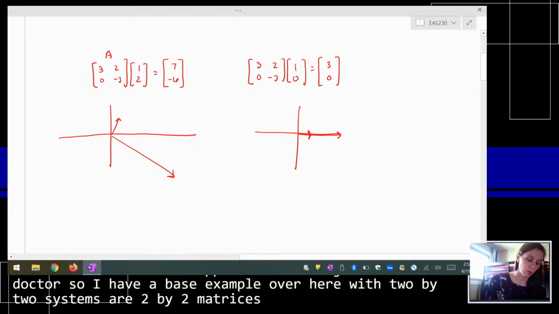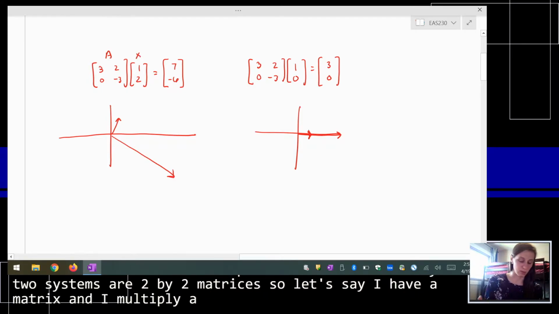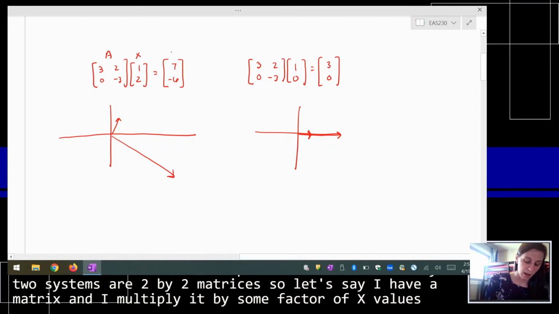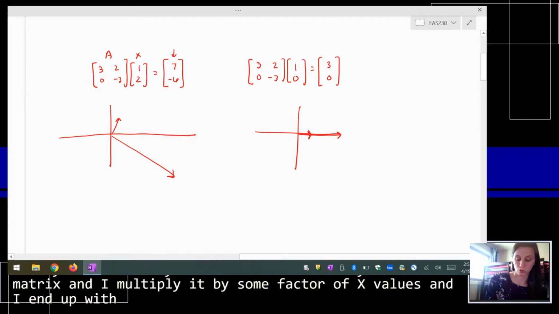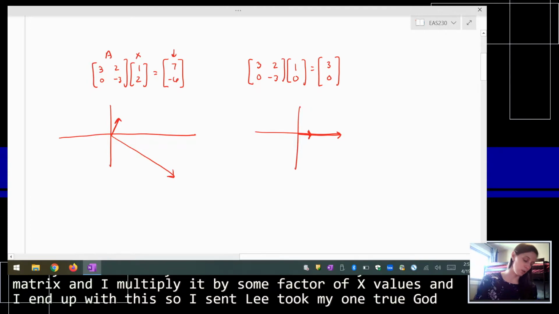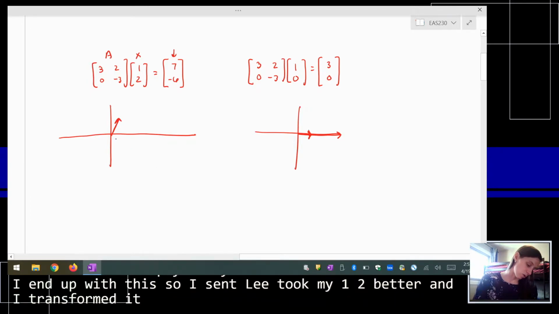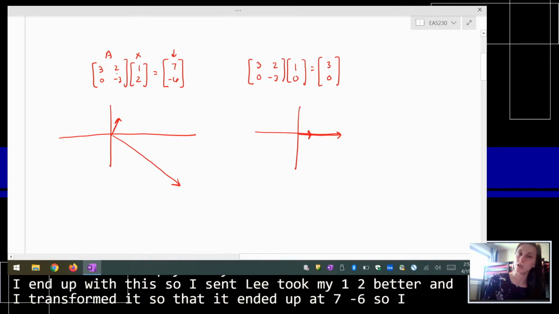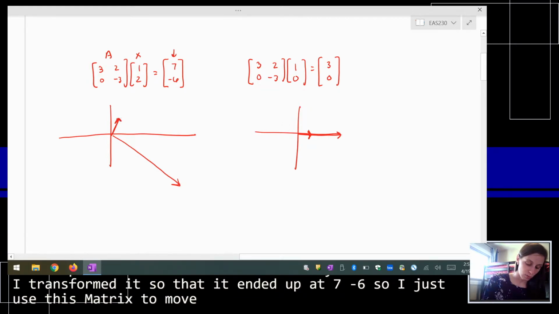So I have a basic example over here with 2x2 matrices. Let's say I have a matrix A and I multiply it by some vector of x values, and I end up with this vector here. So I essentially took my 1, 2 vector and I transformed it so that it ended up at 7, negative 6. I've just used this matrix to move this vector over here, and that's fine.